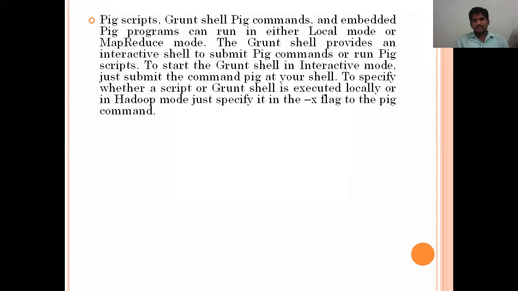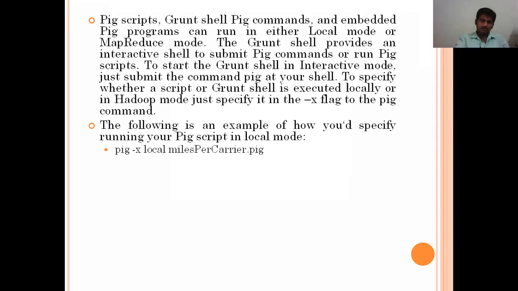The Grunt shell provides an interactive shell to submit Pig commands or run Pig scripts. To start the Grunt shell in interactive mode, just submit the command pig at your shell. To specify whether the script or Grunt shell is executed locally or in Hadoop mode, just specify that with the -x flag. I told you how you can run in local mode or Hadoop mode: the -x flag with the pig command.